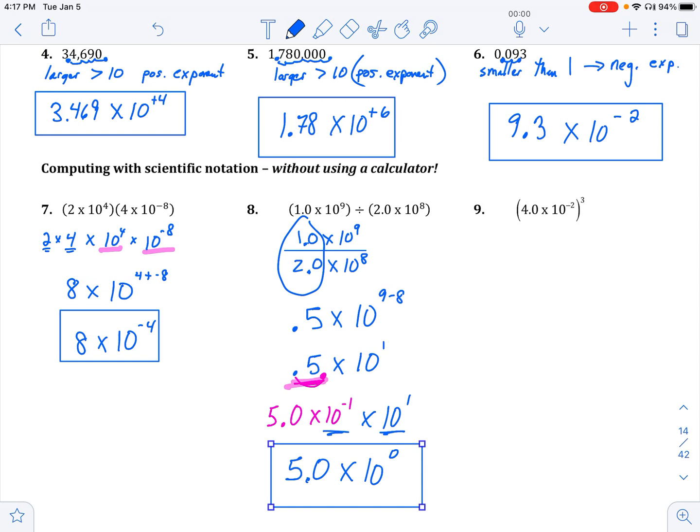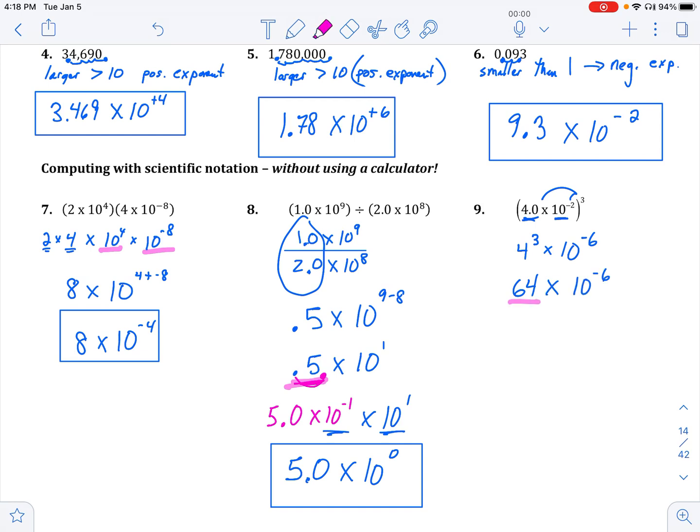In problem number 9, I have two items being multiplied together inside the parentheses. This is called a power of a product. What I need to do is share that exponent with both of these. So I get 4 to the third multiplied by 10 to the negative 2 to the third. We're going to multiply those exponents and get 10 to the negative 6. Using my power sheet, or my memory, 4 to the third is 64 times 10 to the negative 6.